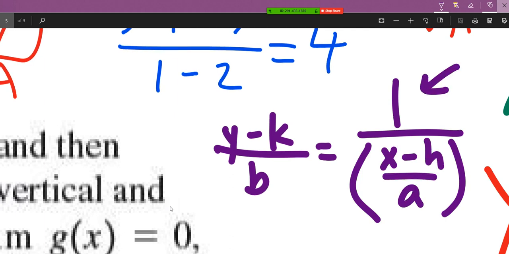What do you notice up here? You notice a +1.